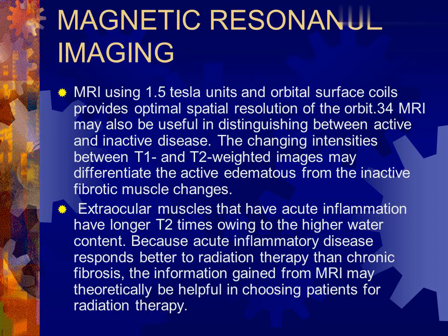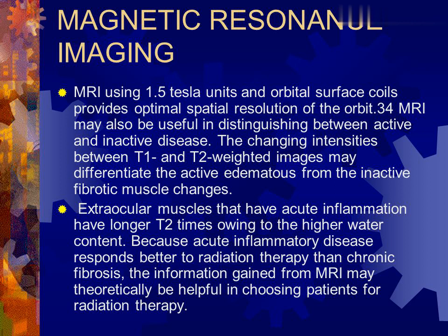Magnetic resonance imaging. MRI using 1.5 Tesla units and orbital surface coils provides optimal spatial resolution of the orbit. MRI may also be useful in distinguishing between active and inactive disease.